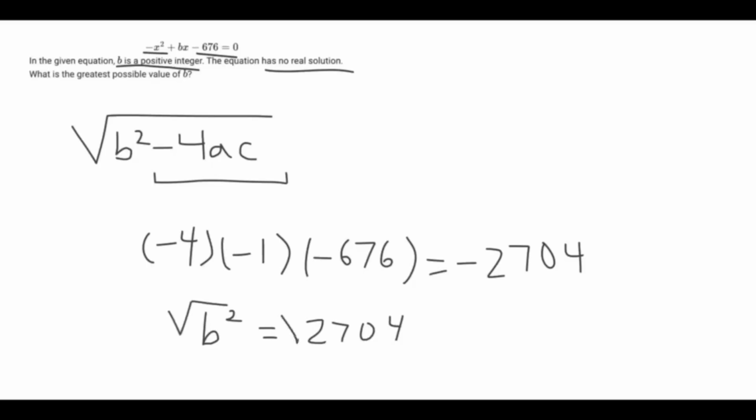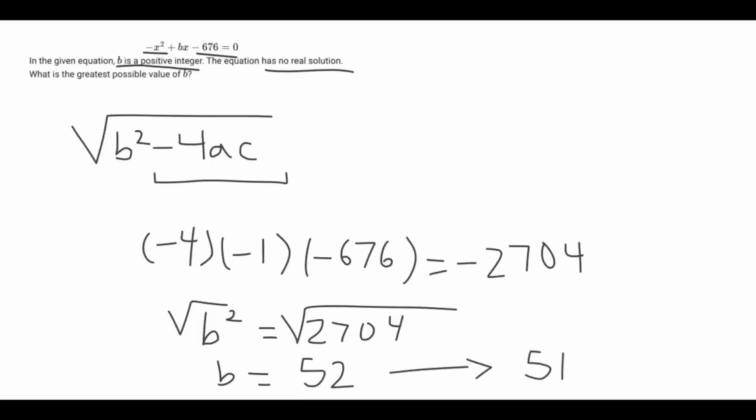So if we take the square root of both sides, we're going to get B is equivalent to the square root of 2,704, which is oddly equivalent to a whole number, which is 52. Now 52 is not our final answer, because if B is equivalent to 52, our discriminant would be equal to 0 and we would have one solution. But this equation has no real solution. And so we know that B is a positive integer. So in order for B to be a positive integer, it is just the number that is below 52. So the next closest value under 52 would be 51.